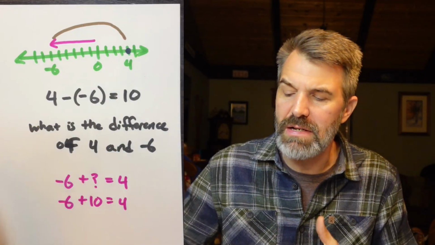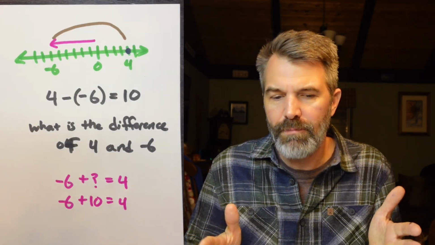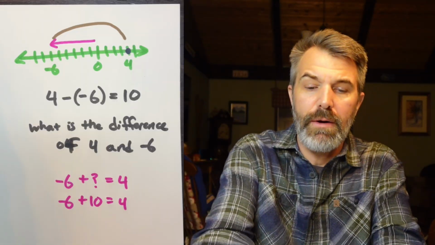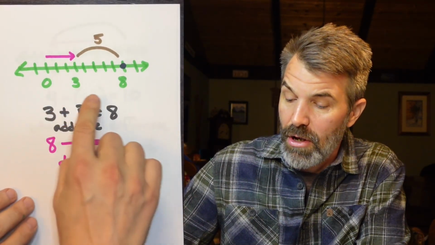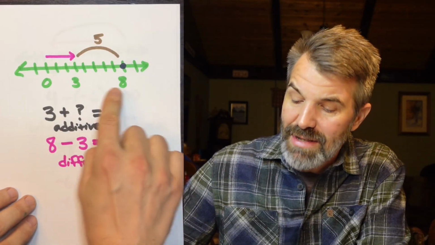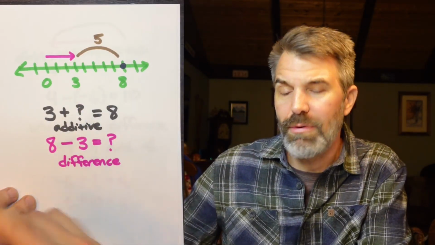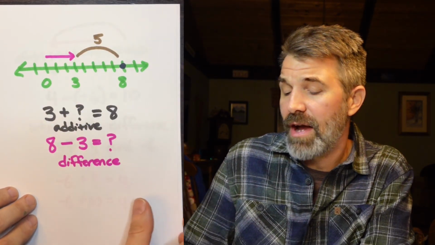And when I'm thinking about the idea of the amount of spaces on a number line, coming back over to here with positive numbers, what's the difference of 8 and 3? The difference of 8 and 3 is 5. So we're thinking of that as a subtraction problem.